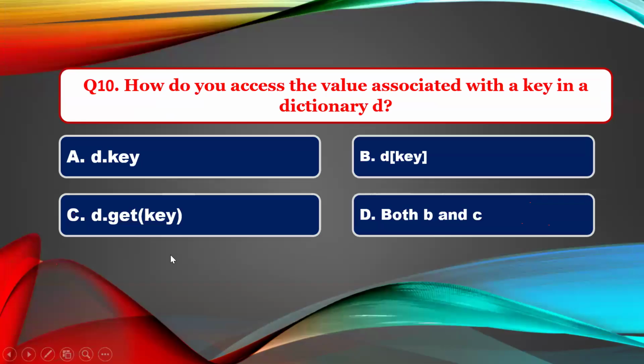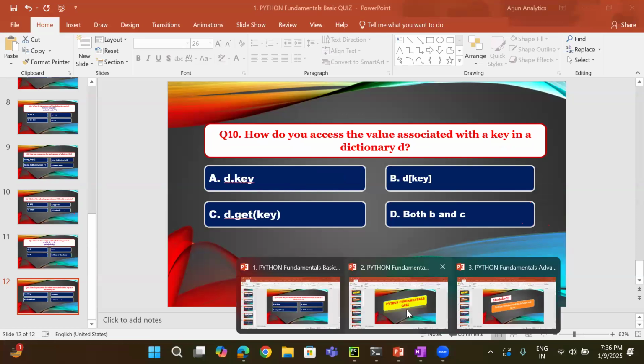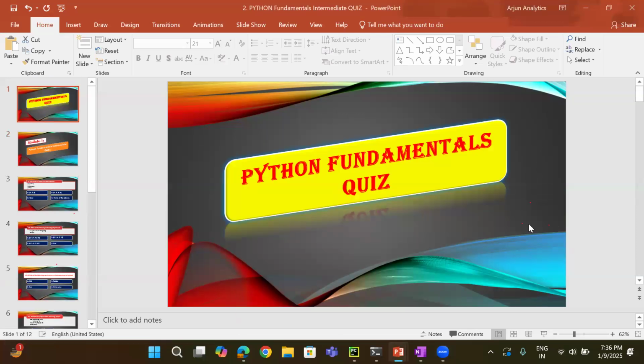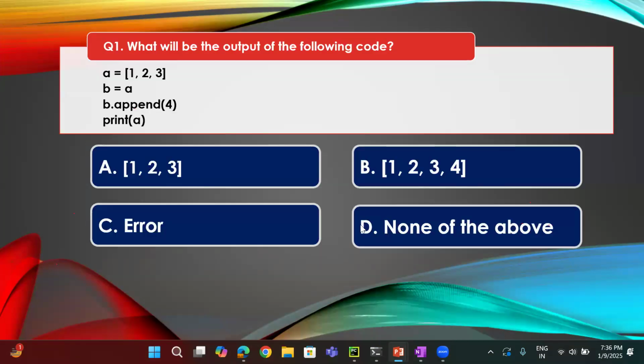Now let's move on to the next sheet. Now let's go to the second one. This is also having only 10. This is an intermediate one. What will be the output of the following code? 1, 2, 3 is there. It's a list. I'm passing the list values to B and appending in B. So what will be the output?